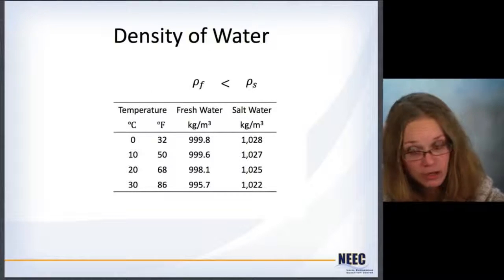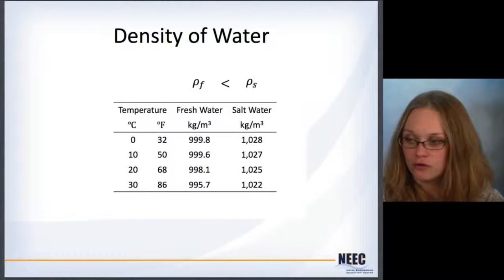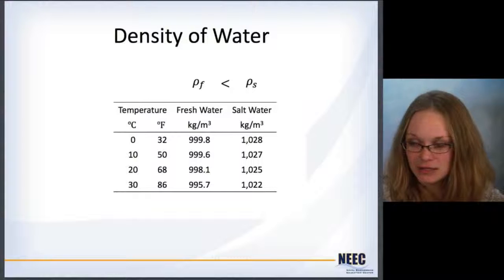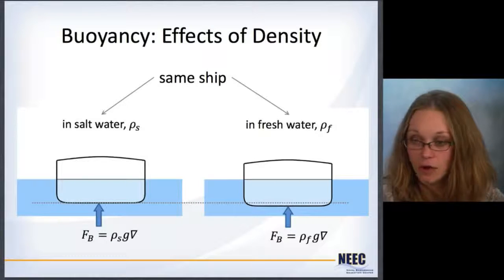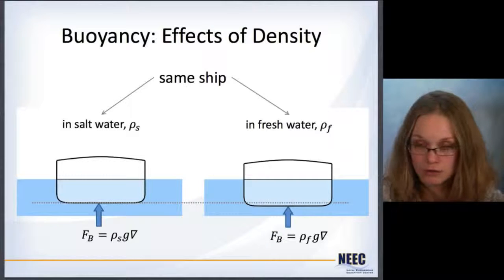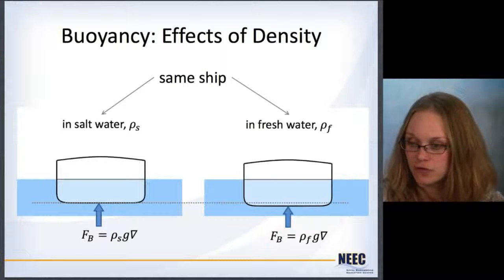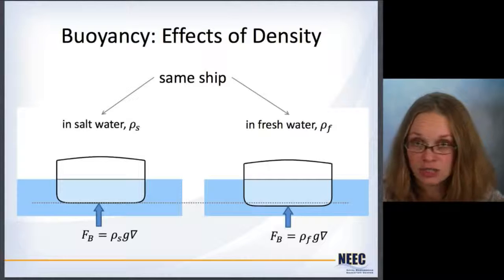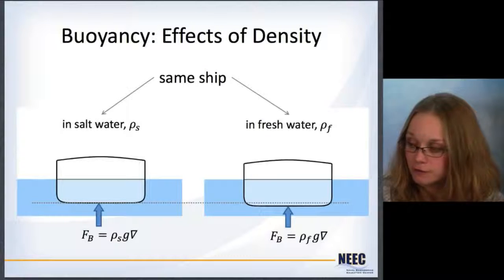Just a note on the density of water, right? If you're in the ocean, you're in salt water. If you are in the Great Lakes or on a river, you're in fresh water. Even though it doesn't look like these numbers change that much, it does make a difference. If you were in a ship in the ocean, in salt water, and you drove up into a river, the density of the water would change, and you would actually lose some draft, because the density of salt water is greater, so it can give more of a buoyant force. So if you are designing a ship that's going to be transitioning between these two, you need to design it such that the draft can handle this change just due to the density of the water.